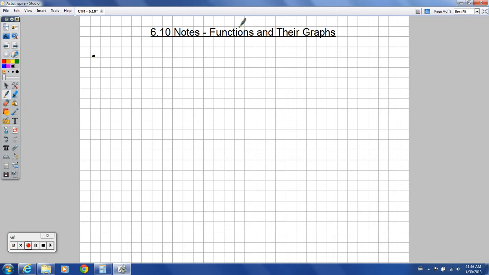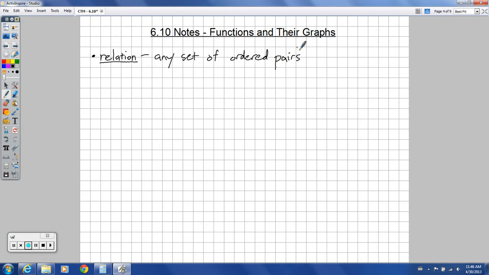First of all, a function, we'll need to know what that is, but before we even talk about functions, we need to talk about what a relation is. So a relation, kind of like you're related to somebody, there's a relationship between the two of you. It's any set of ordered pairs.